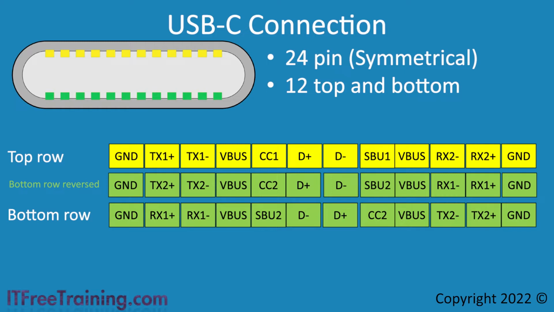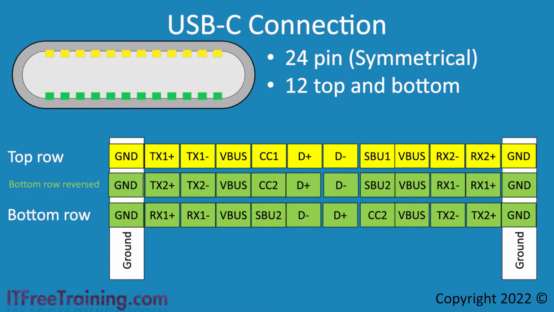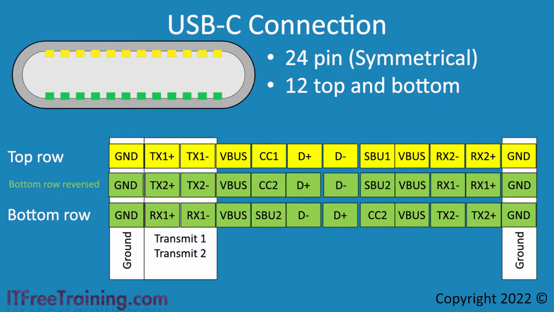To start with, consider the ground pins at the end of the connection. Electricity needs somewhere to go. The ground pins provide a path for the electricity to go to get back to ground or to essentially drain. For this reason, these pins can be swapped without issue. The next two pins are either transmit 1 or transmit 2, depending which way the cable is plugged in.